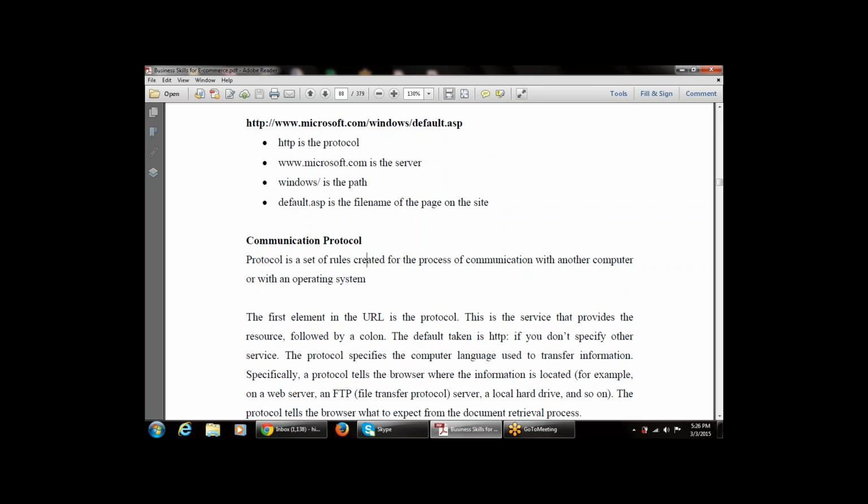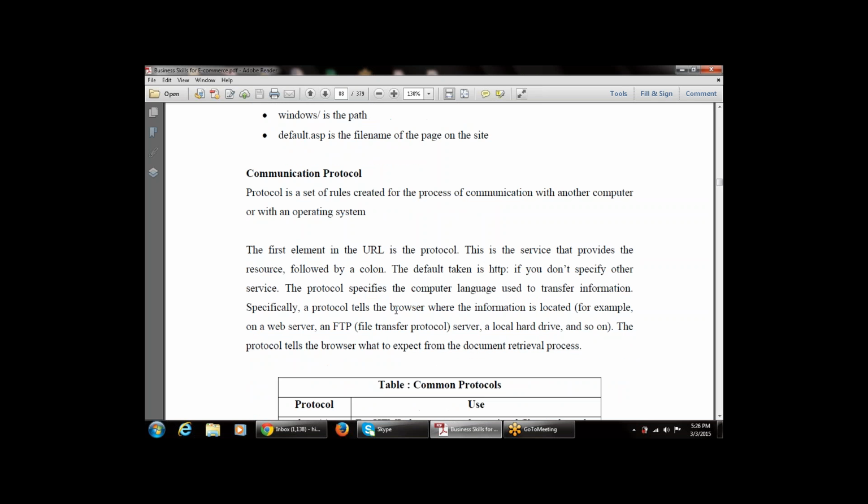The protocol specifies the computer language. This protocol specifies the computer language that is used to transfer the information. Whenever there is a communication among computers, among operating systems, the protocol specifies the computer language that is used to transfer the information. Specifically, a protocol tells the web browser where the information is located.